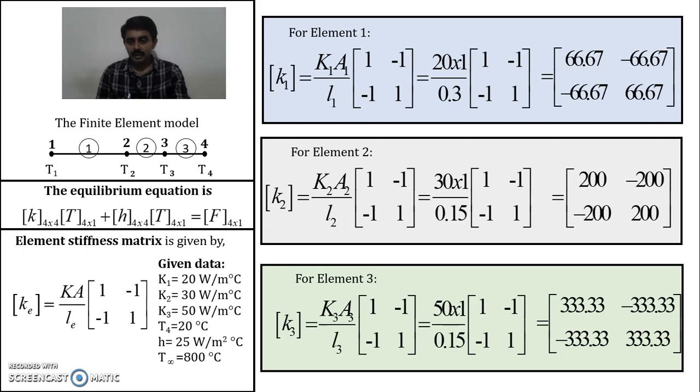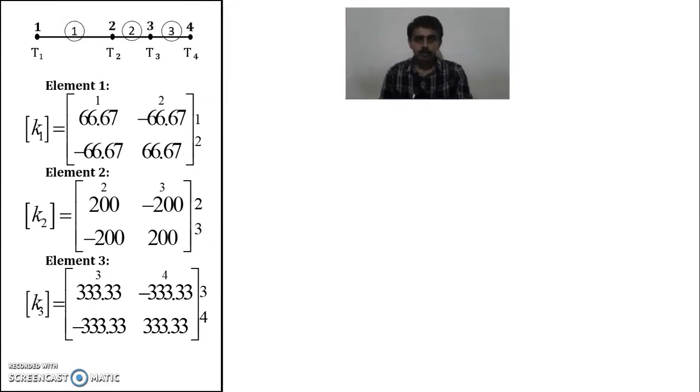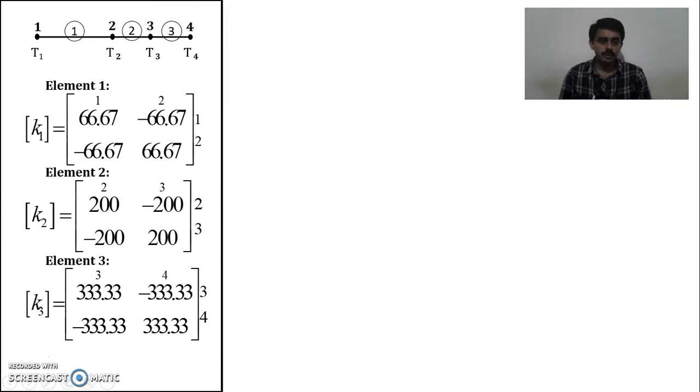So our next aim, as we observed in the equilibrium equation, is the global stiffness matrix. What we have found is the element stiffness matrix. We should assemble this and we should get the global stiffness matrix. Alright, so we know very well how to find a global stiffness matrix when the element stiffness matrix is known.